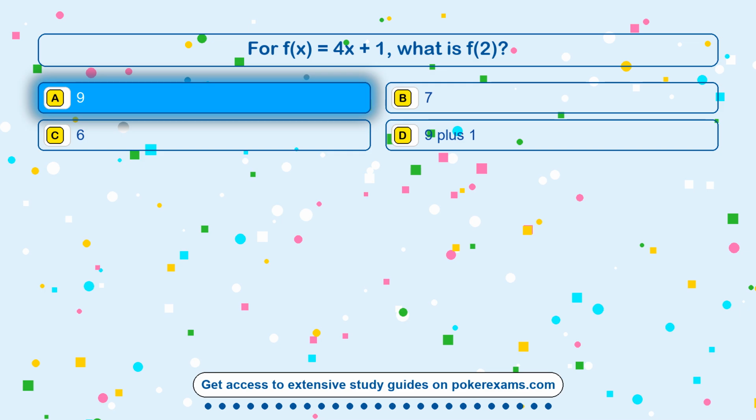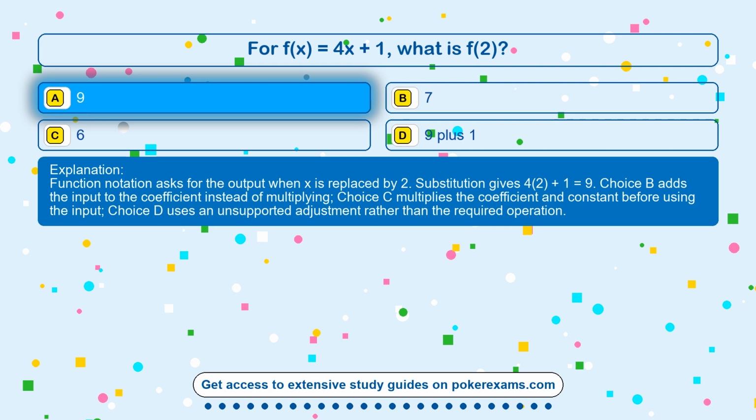The correct answer is option A, 9. Function notation asks for the output when x is replaced by 2. Substitution gives 4 times 2, plus 1 equals 9.